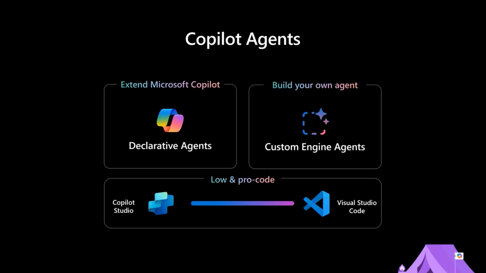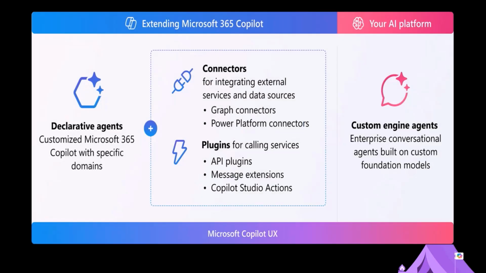But if you need more customization, and you don't want to use the default orchestration AI, if you want to build your own LLM or AI orchestration tool, then we should go for custom engine agents. To build any type of agent, either declarative or custom engine, the tools available are Copilot Studio and Visual Studio Code. Copilot Studio is a low code approach, and if you want to go for pro code, Visual Studio Code is there. So in today's session, we are focusing on Visual Studio Code using pro code.